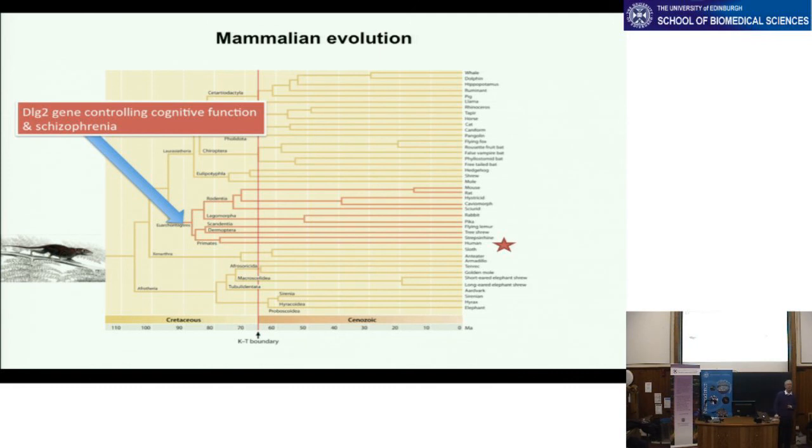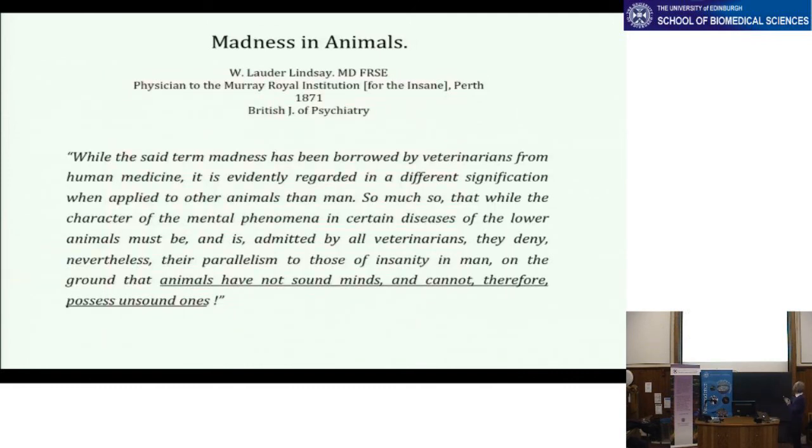And in thinking about this, I came across this delightful little note on a paper published in what was a forerunner of the British Journal of Psychiatry, in the same year that Darwin published The Descent of Man. And in this paper entitled Madness in Animals, Dr. Laura Lindsay, who's a physician to the Murray Royal Institution for the Insane in Perth, said, "While the said term madness has been borrowed by veterinarians from human medicine, it is evidently regarded in a different signification when applied to other animals than man. So much so that while the character of the mental phenomena in certain diseases of the lower animals must be, and is, admitted by all veterinarians, they deny nevertheless their parallelism to those of insanity in man on the ground that animals have not sound minds and cannot, therefore, possess unsound ones."